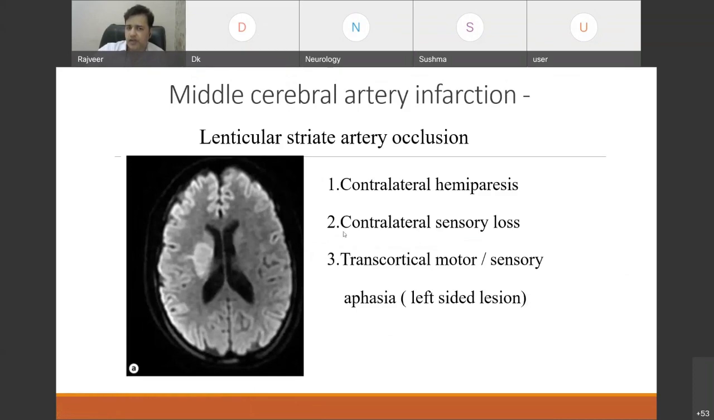And then another branch of the MCA is the lenticulostriate artery, which supplies the basal ganglia and internal capsule. So the patient will present with contralateral hemiparesis. There will be dense hemiplegia, a small lesion but with marked weakness. Similarly, contralateral sensory loss due to involvement of the sensory limb of the internal capsule, and then there may be transcortical aphasia, because fibers from Wernicke's area to Broca's area pass through these areas. So the patient may have transcortical aphasia.